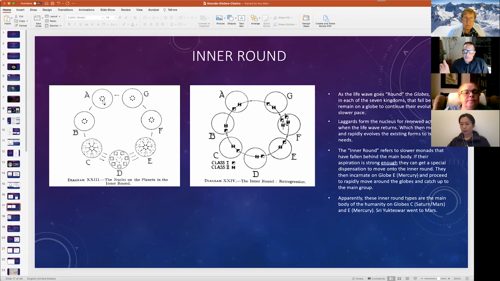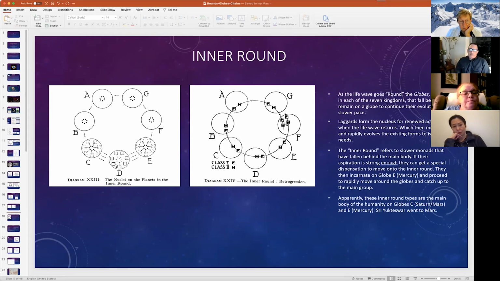And then the Manu moved in on it. Because Manu, remember, what Manu means is, Manvantara means between Manus. That's a side note I have to get into. I think I cover it later. But anyway, so the Manu moves in onto the globe.